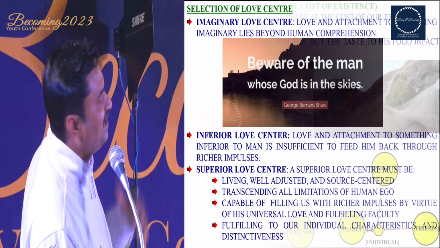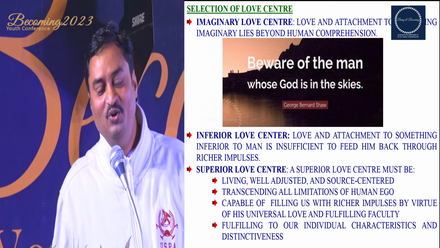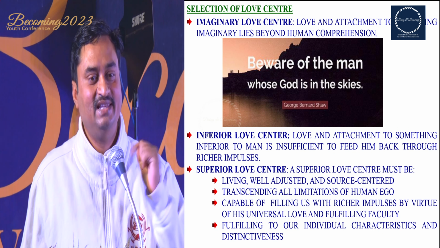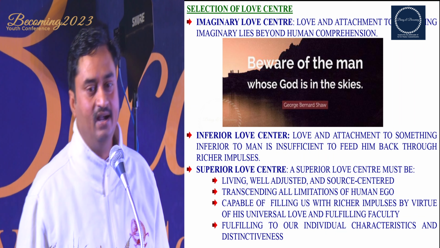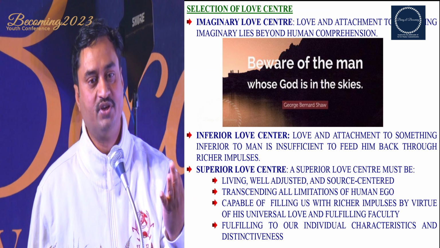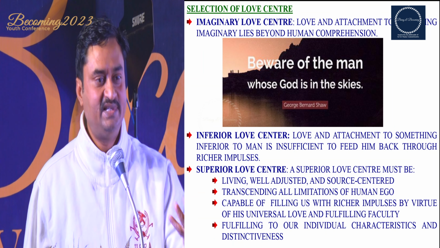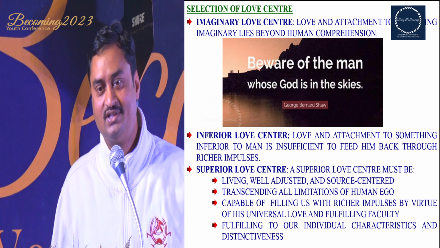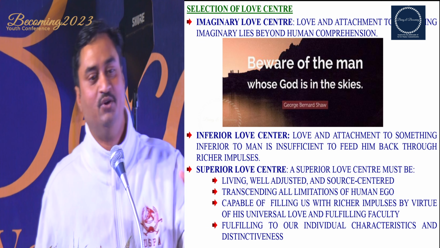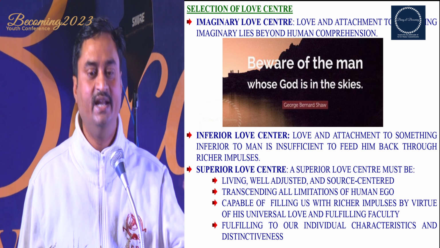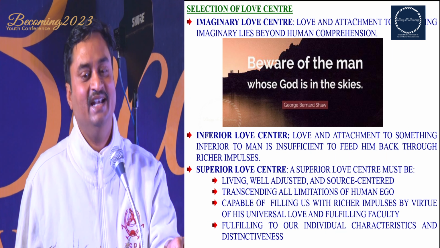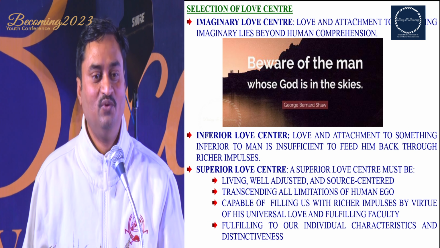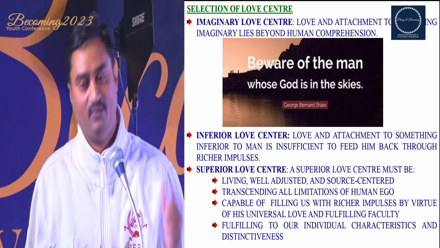So how can it be overruled? Only by selecting a center. I've given 3 centers, and an individual can have 3 options. If I categorize, all of us will come into 3 categories. Few of us believe in an imaginary center, most of us will have an inferior center, and very few of us will have a superior center of love.